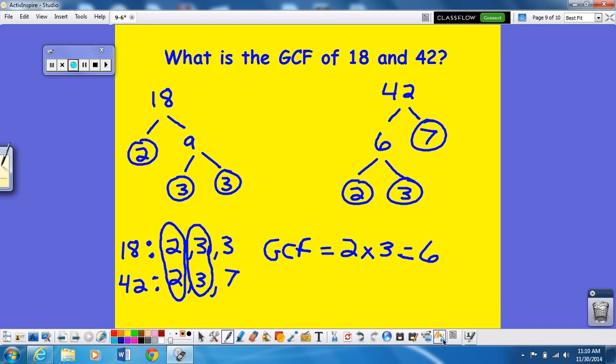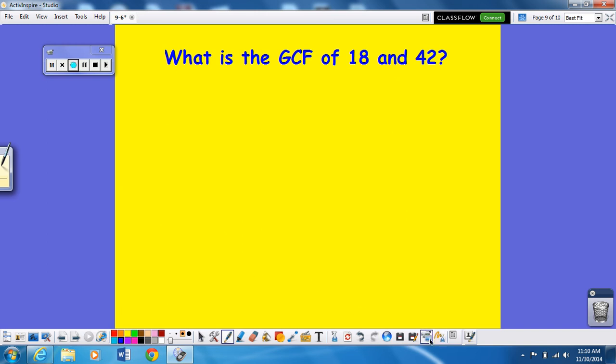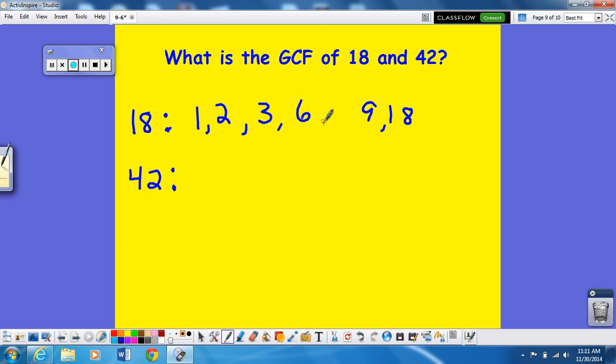Now I want to show you just really quickly how this would have looked different if we had simply made a list. So 18 and 42. Okay, so if I want to make a list of factors, I know obviously 1 and 18. 2 goes into 18 9 times. 3 goes into 18 6 times. 7 doesn't go into 18. 8 doesn't go into 18, and there's 9. So we're done with 18.